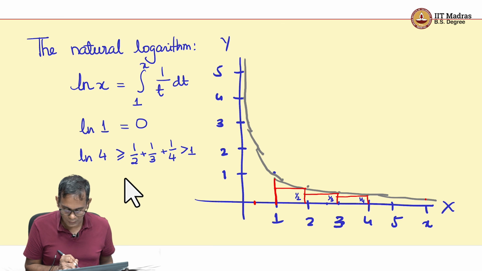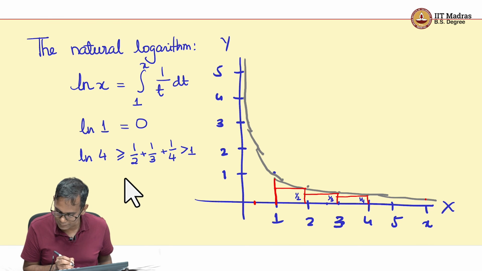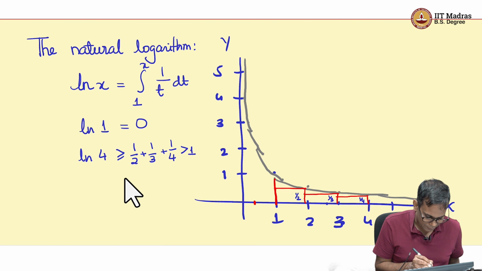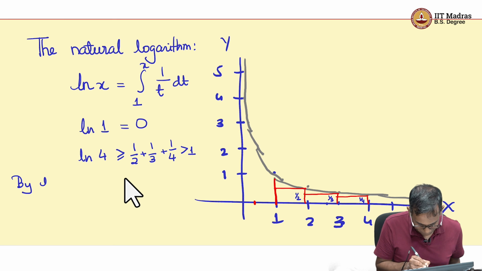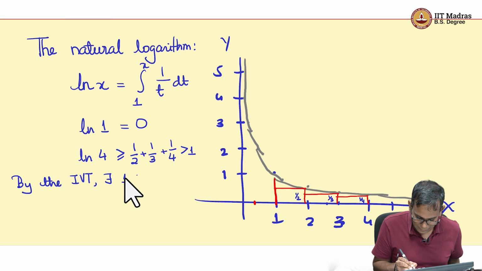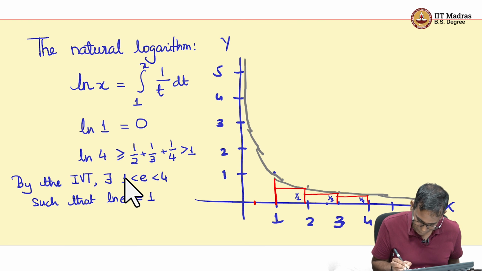Okay, so we have this function, a continuous function, and its value at 1 is 0 and its value at 4 is greater than 1. So, by the intermediate value theorem, there exists a number E that lies between 1 and 4 such that log of E is equal to 1.